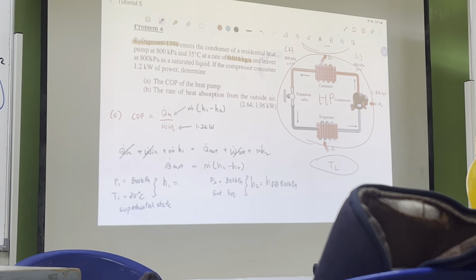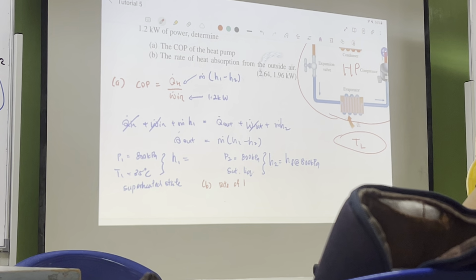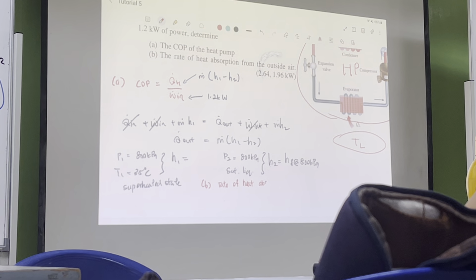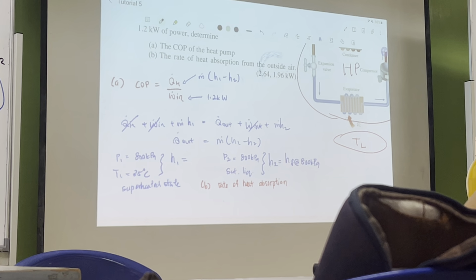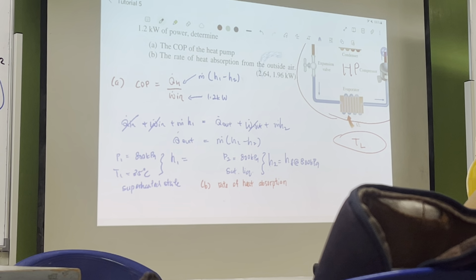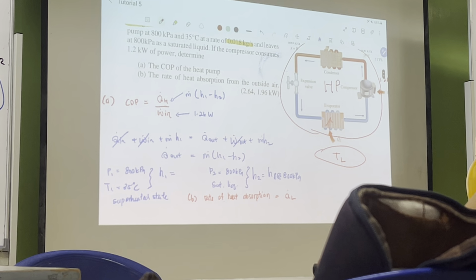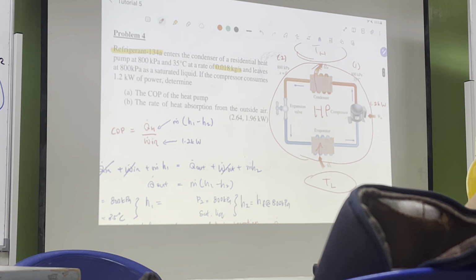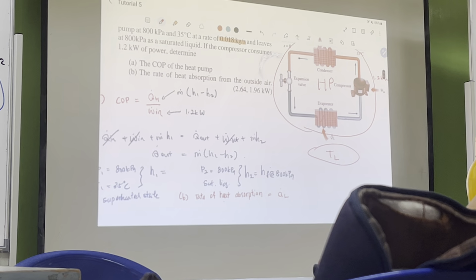So B is the rate of heat absorption. What actually is the rate of heat absorption? Power. I mean it is power, not wrong. So rate of heat absorption is pretty much QL, right? Because you are absorbing heat from the outside air here. Then you are rejecting heat over here. So the rate of heat absorption is actually QL.